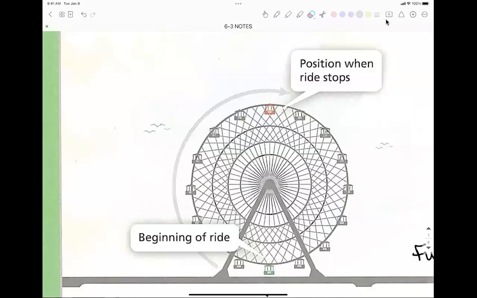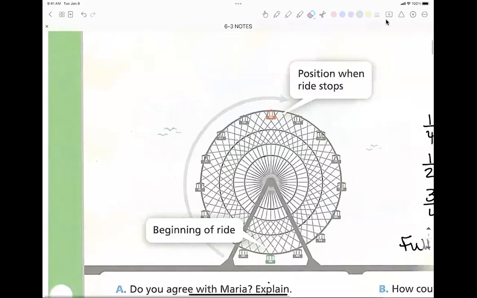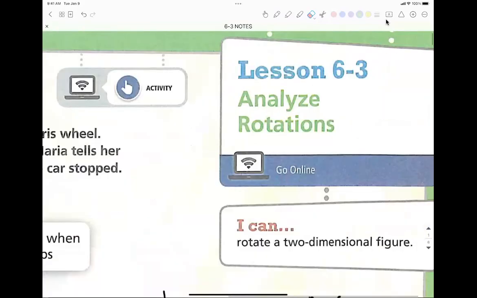All right, so we are doing 6-3, and 6-3 is analyzing rotation. Just as a very quick recap, ladies, we have done translations, which are slides.